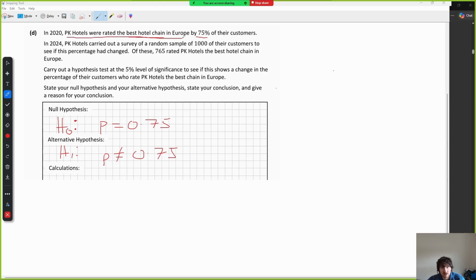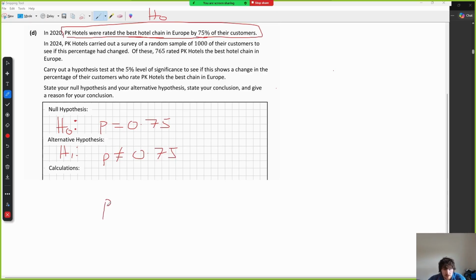PK hotels are rated best hotel by 75% of customers. That is what H0 is saying. And then a shorthand way of saying that is P equals 0.75. And then this guy's worded statement is PK hotels are not rated the best hotel chain by 75% of their customers. Okay. Anyways, so let's do the hypothesis test at the 5% level of significance.